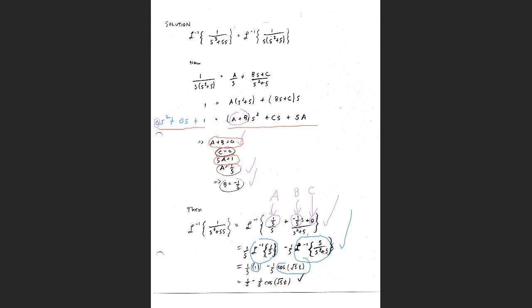Okay, and then this is the final answer. The inverse Laplace transform of 1 over s cubed plus 5s is going to equal 1/5 minus 1/5 times the cosine of the square root of 5t. Are there any questions?